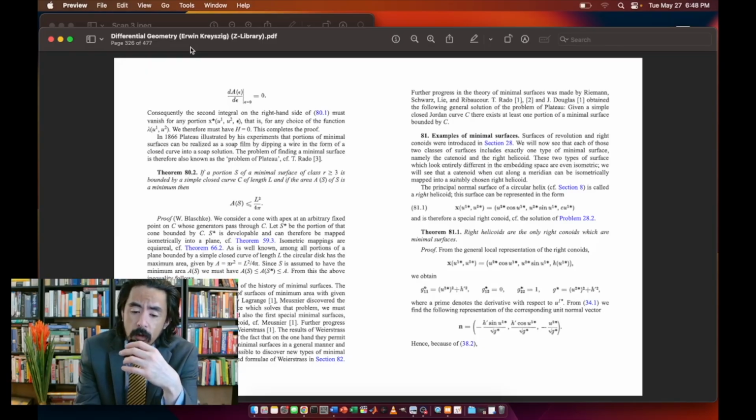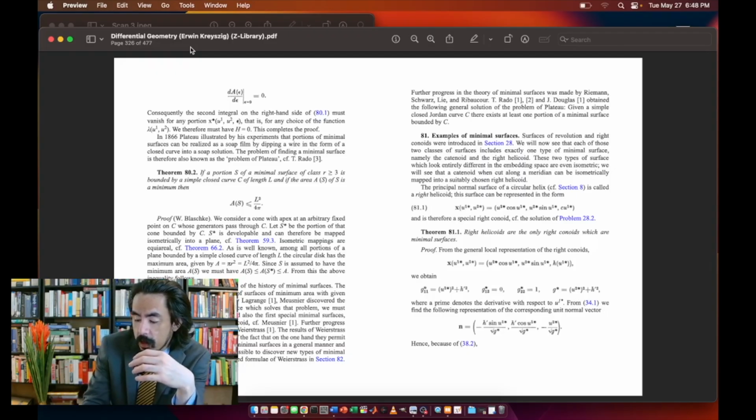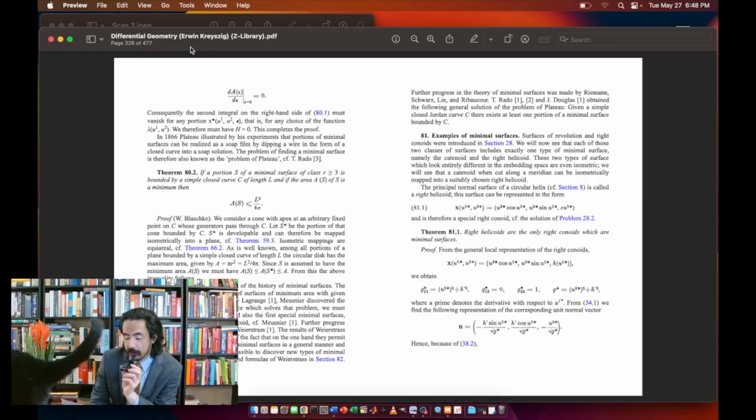And this is therefore a special right conoid, for which we can refer back to problem 28.2, which stated a surface capital S is called a right conoid if it can be generated by a moving straight line capital G intersecting a fixed straight line capital G naught, so that G and G naught are always orthogonal. Find a parametric representation of a right conoid and determine the corresponding first fundamental form.